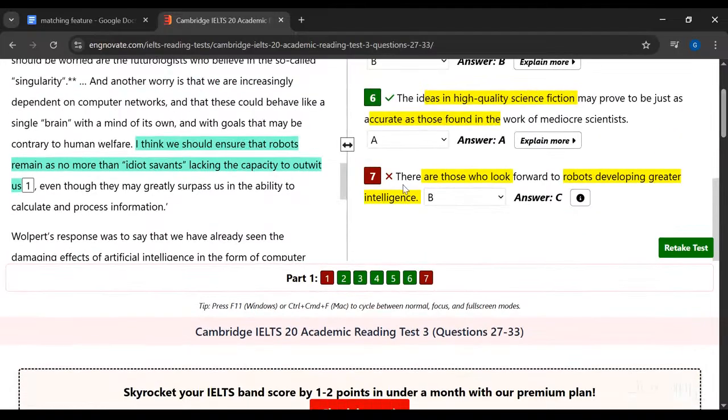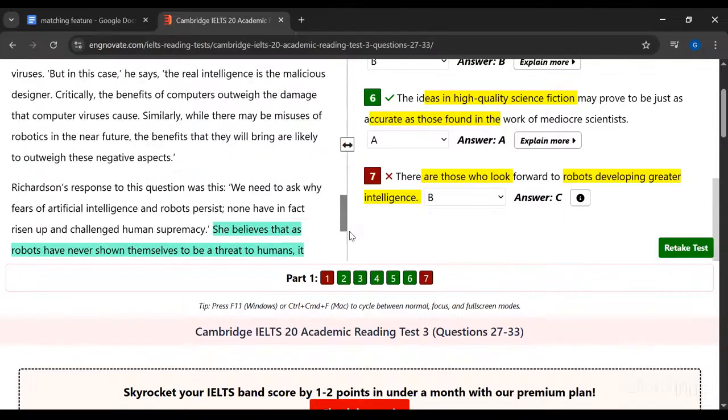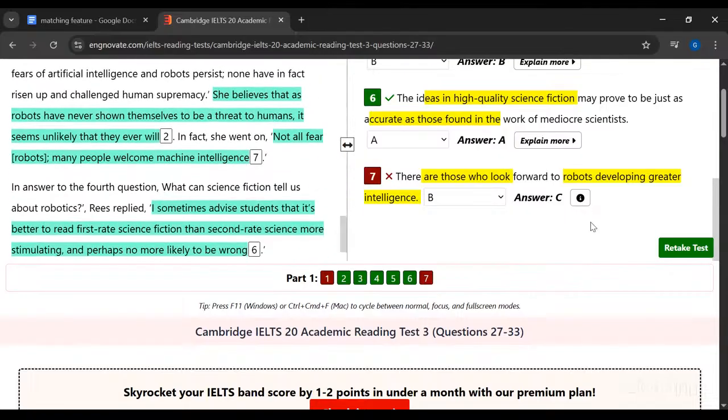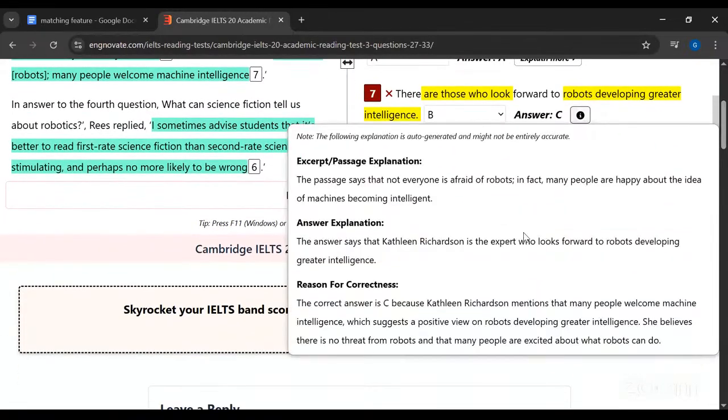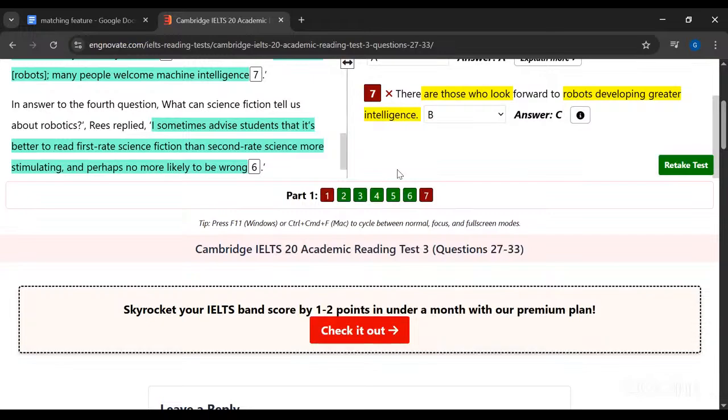Okay, next is 7, looking forward to robots developing intelligence. We can find out that 7 says that Kathleen Richardson is the expert who looks forward to robots developing greater intelligence. It mentions that many people welcome machine intelligence, which suggests a positive view on robots developing greater intelligence. She believes that there is no threat from robots. Okay.